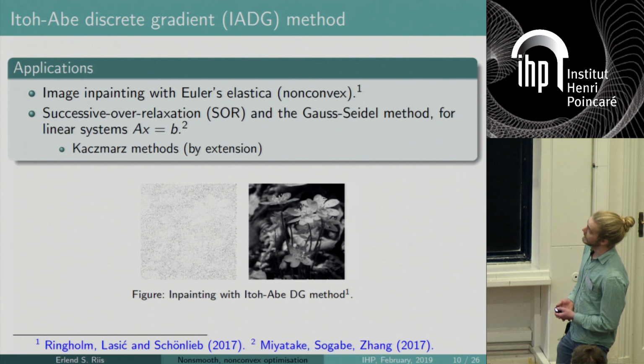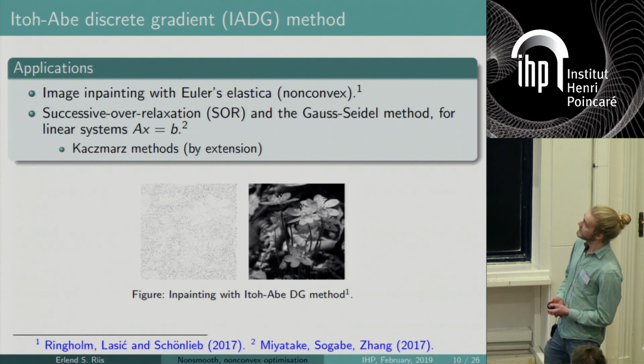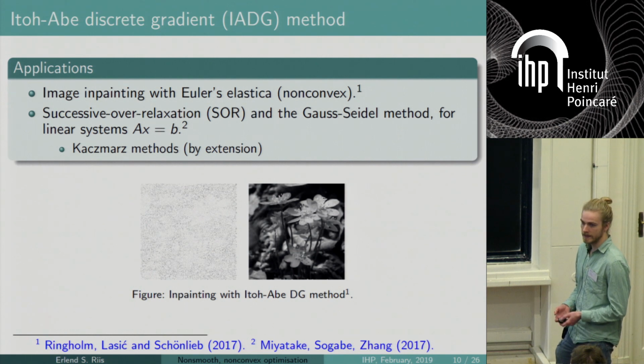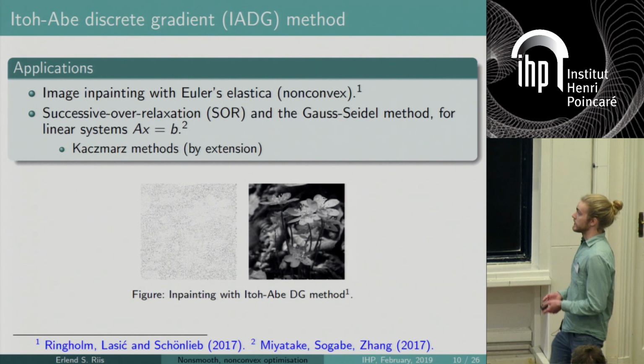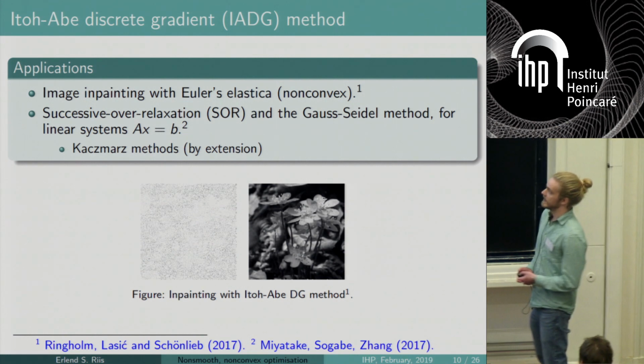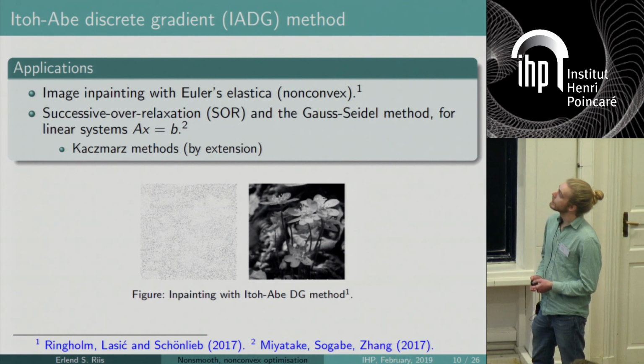If you apply the Itoh-Abe discrete gradient method to a linear system, then you actually end up with successive over-relaxation and the Gauss-Seidel method. And therefore also by extension, you can derive the Kaczmarz method from this.